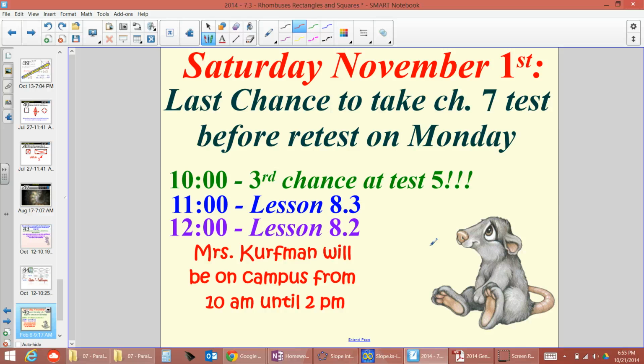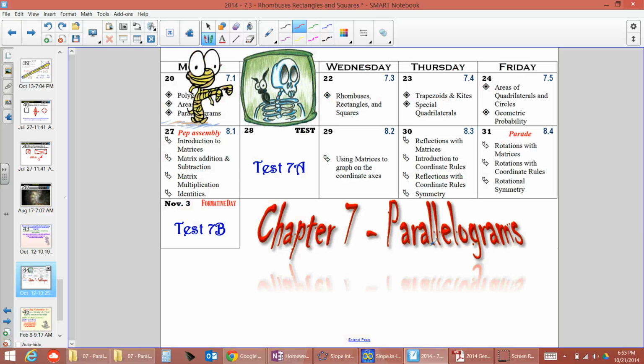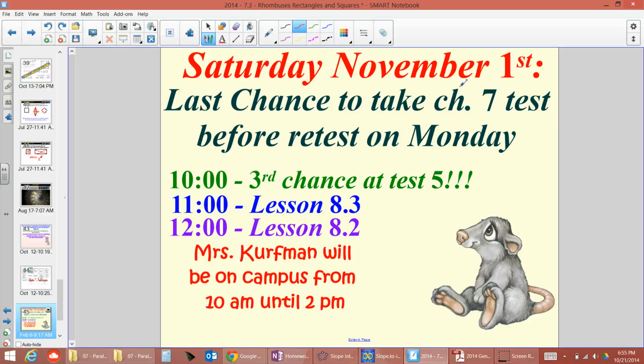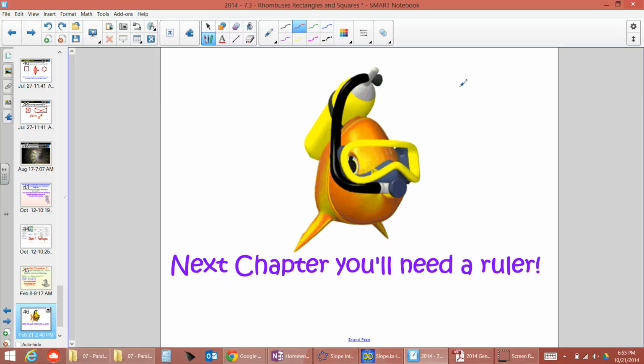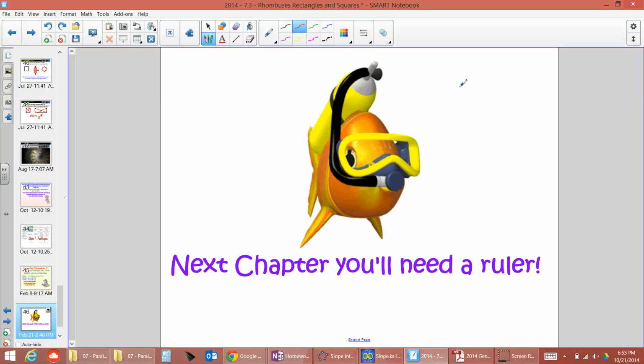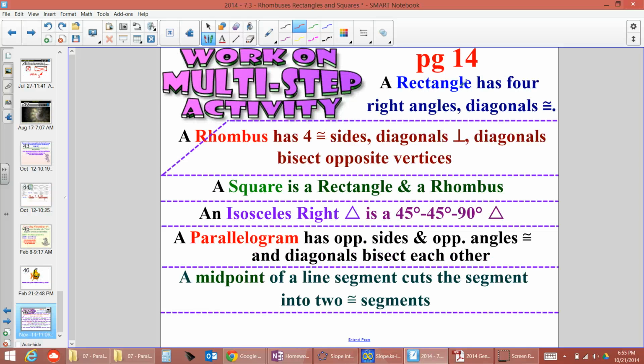The activity. Okay, so calendar, we're doing 7-3. This is Wednesday. We just did that. Now tomorrow we're doing trapezoids and kites. All right, and then Saturday come in and see Ms. Kerfman if you want extra help. Next chapter you're going to need a ruler. I'll try and provide as many as I can, but bring your own if you want to.